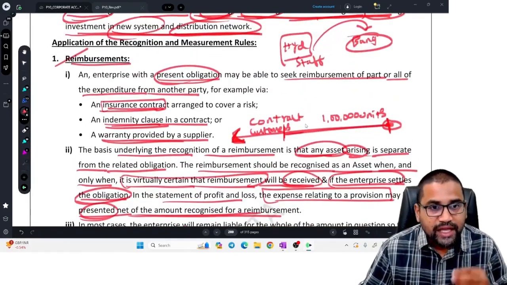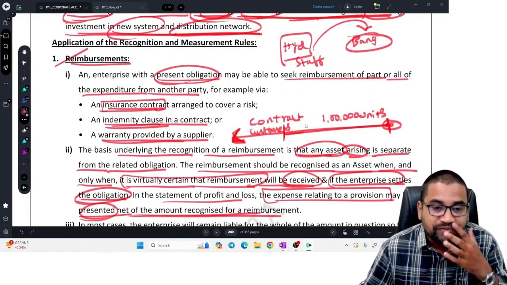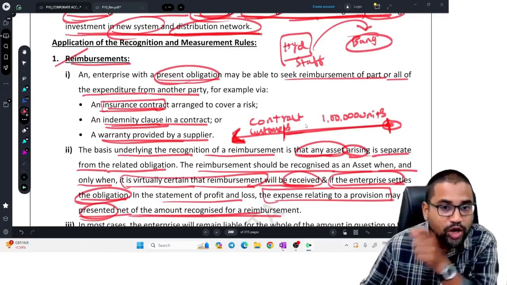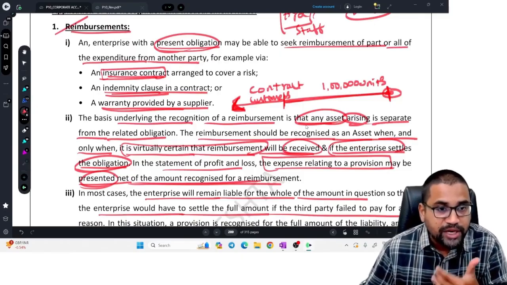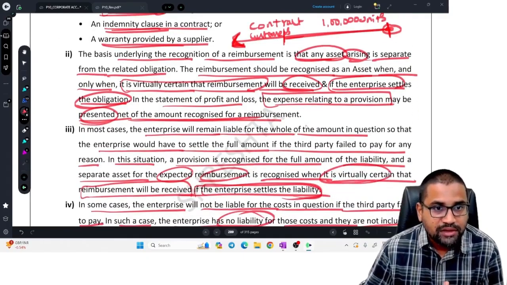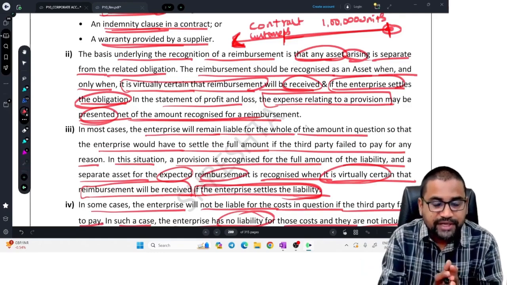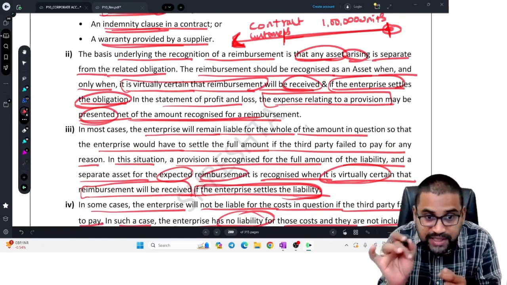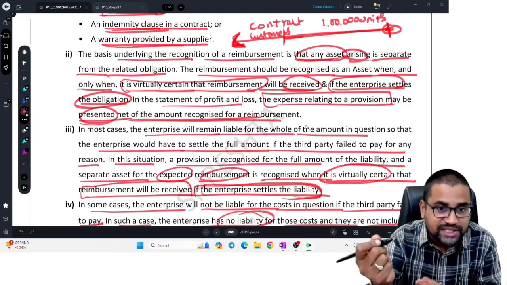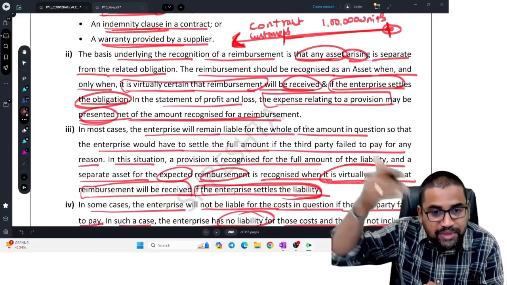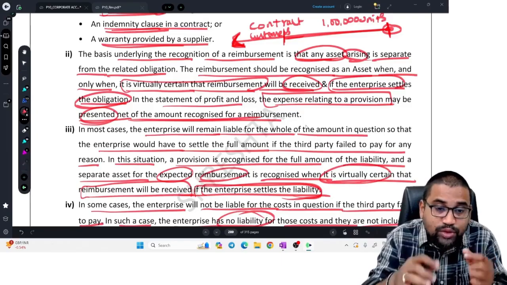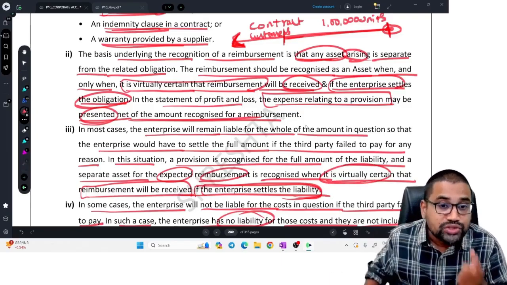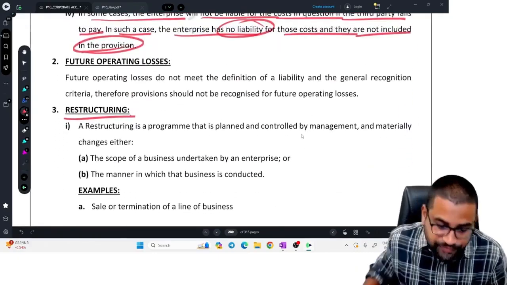So what is reimbursement, sir? Any amount which is coming from the other party in relation to this obligation. Either in the form of, best example is insurance, an indemnity clause, or maybe a warranty provided by the supplier. Now this reimbursement amount we will recognize as an asset. Provision separate, asset separate. But in the P&L account, when you write expenses, corresponding to these expenses you can adjust. At the end of the year, if there is any balance in reimbursement, we will recognize it as a separate asset. And this reimbursement will be recognized only when it is virtually certain and you are going to use it to settle the obligation.